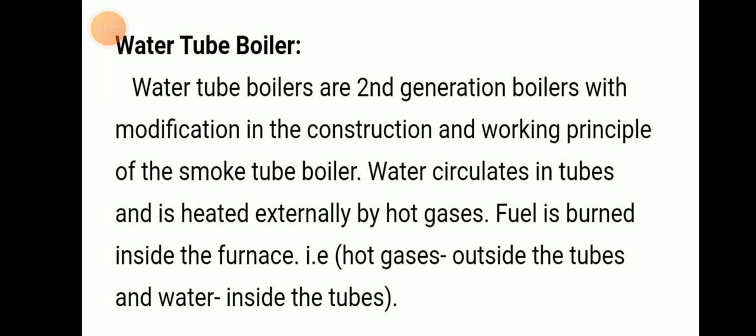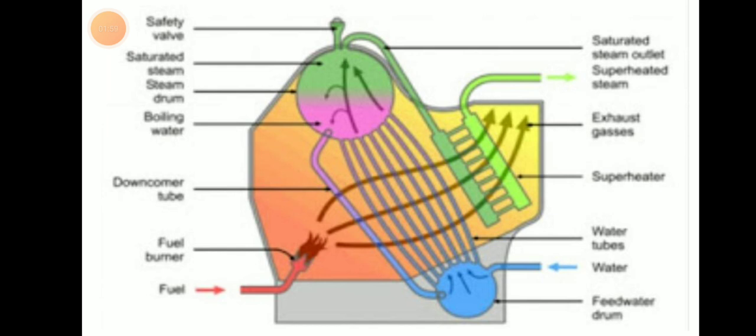Water tube boilers are second generation boilers with a modification in construction and working principle compared to the smoke tube boiler. Here the water circulates inside the tubes and heat is supplied externally by hot gas. So fuel is burned inside the furnace, with hot gas outside the tubes and water inside the tubes. Here is a picture of a water tube boiler.